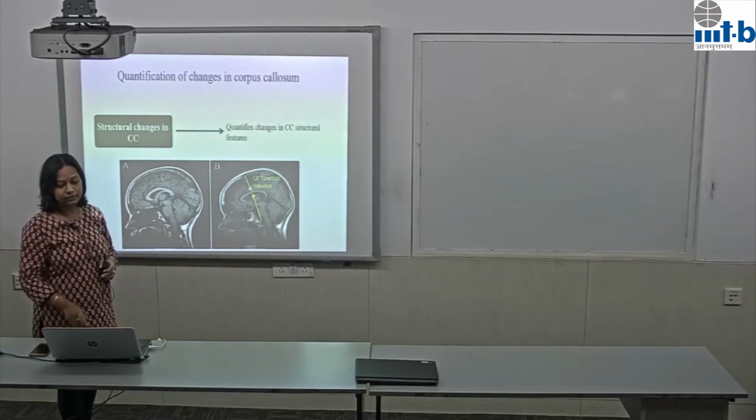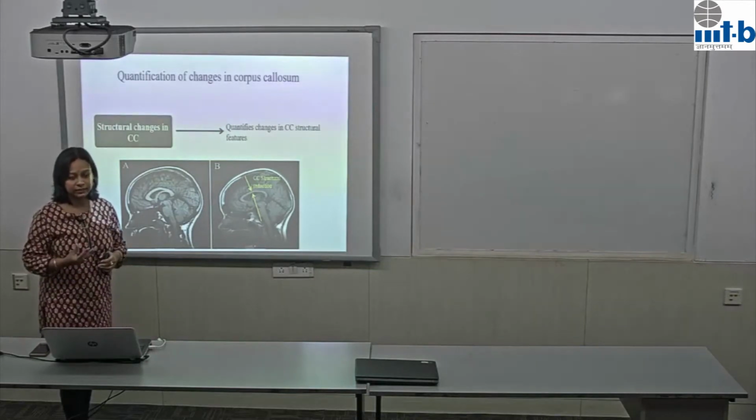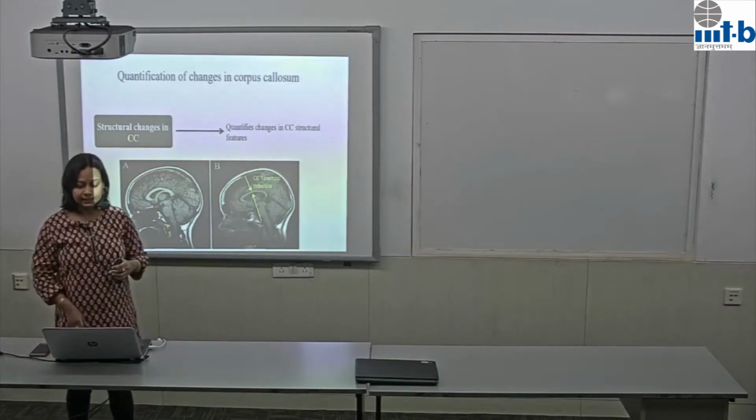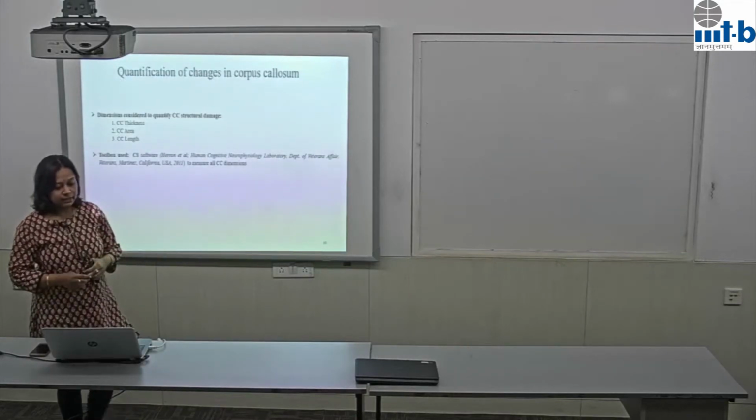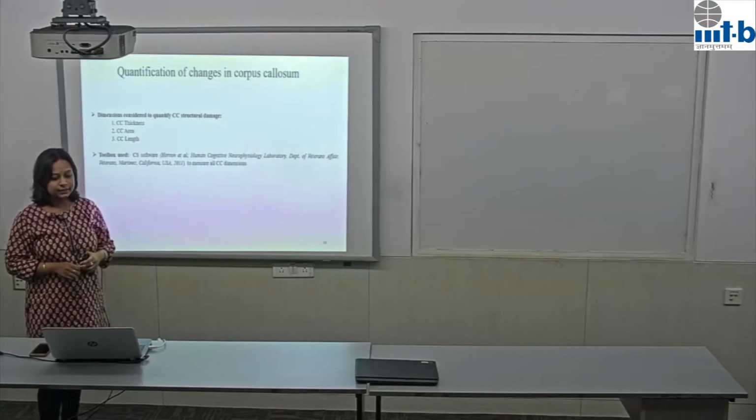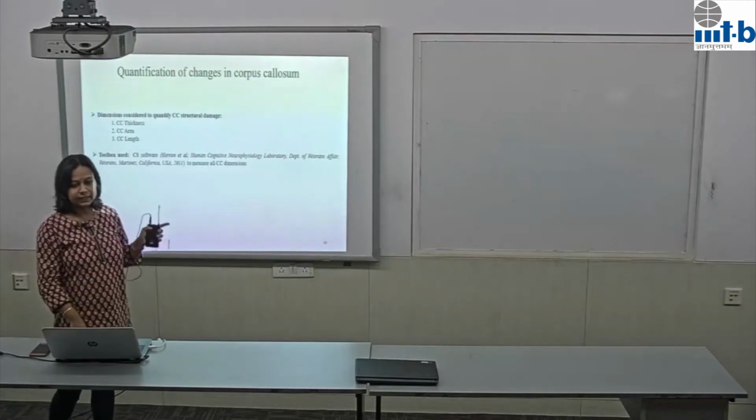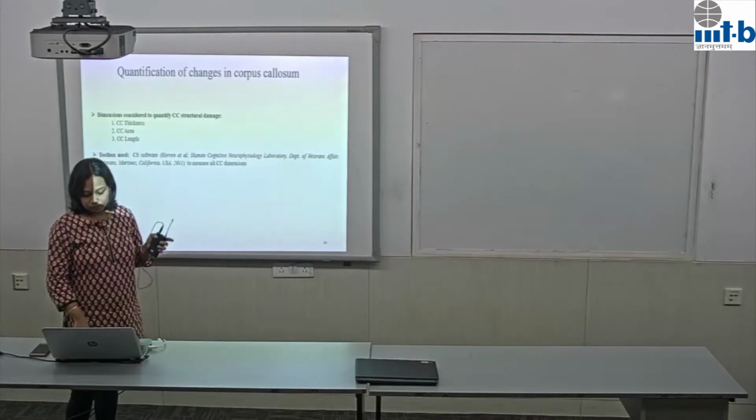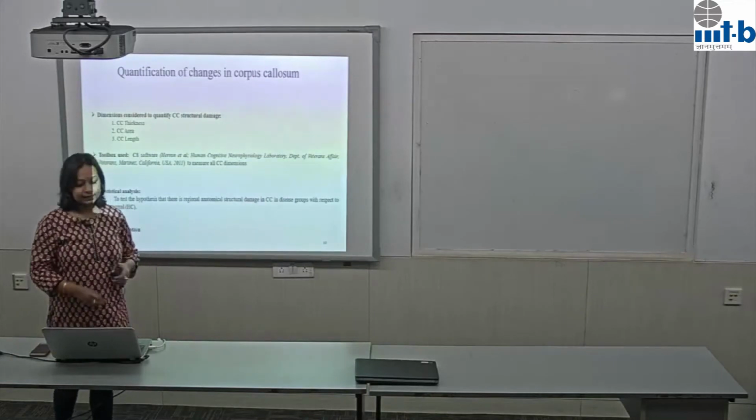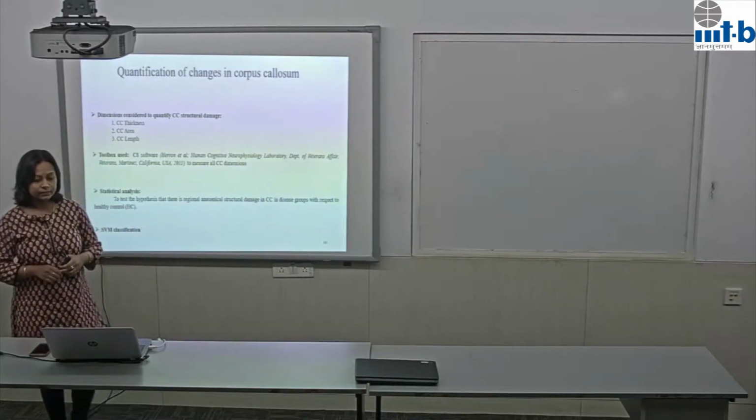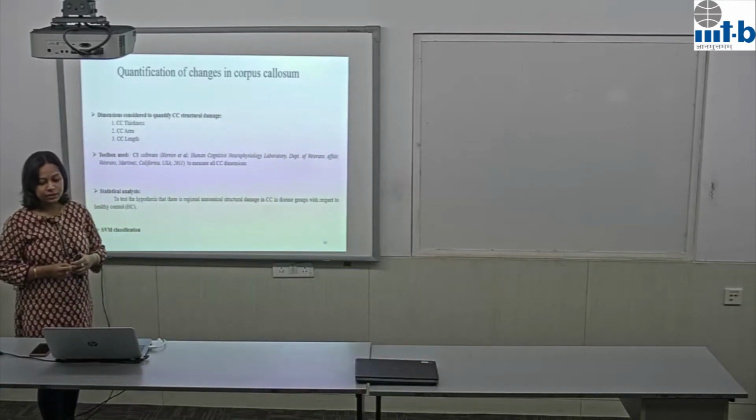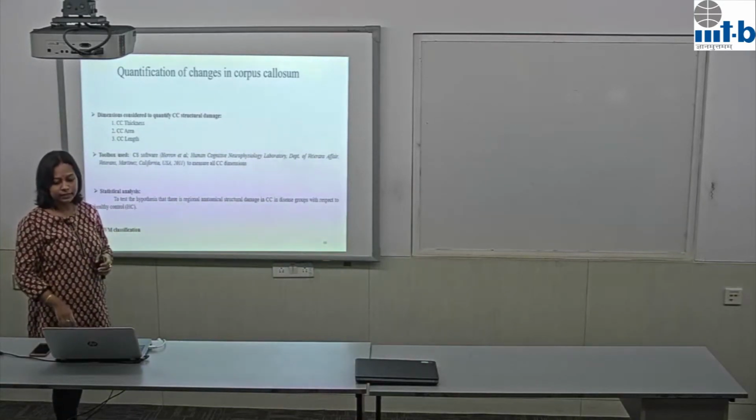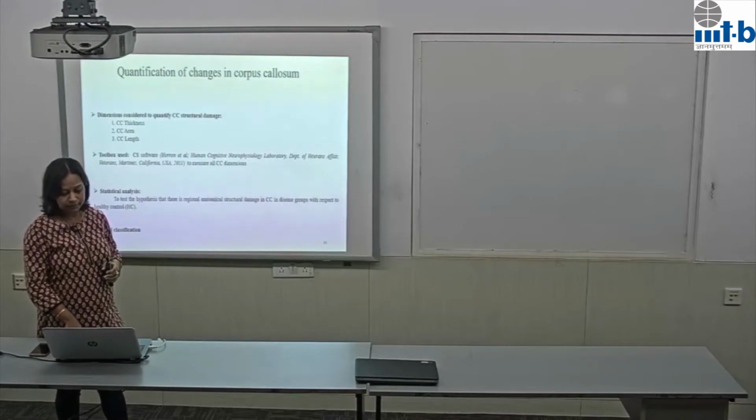We have quantified the changes in CC structural features like thickness, area and length. These are the dimensions considered to quantify the CC structural changes, and CAT8 software is used for the measurement. Statistical analysis is performed, where we checked the hypothesis that there is regional anatomical structural damage in the corpus callosum in the disease groups compared to healthy control, followed by SVM classification.